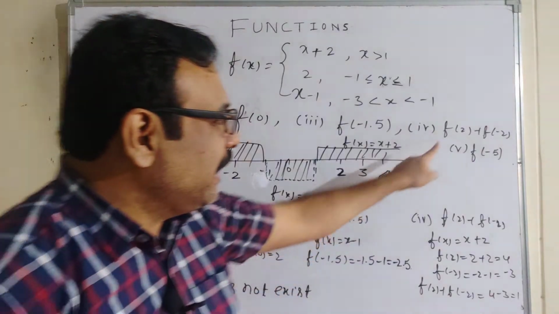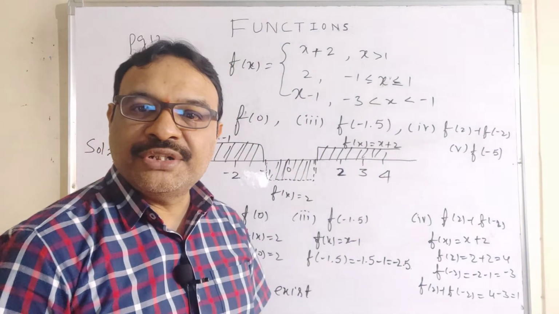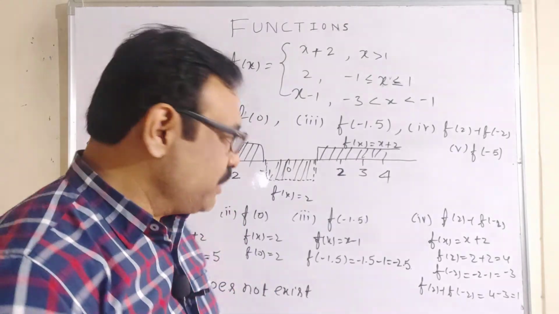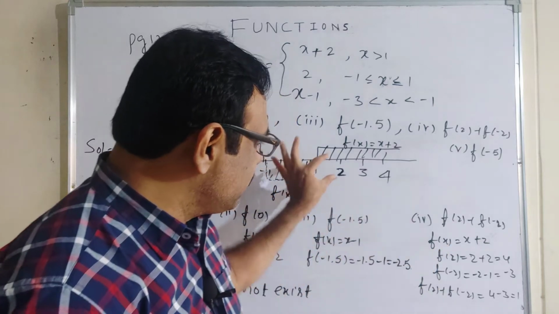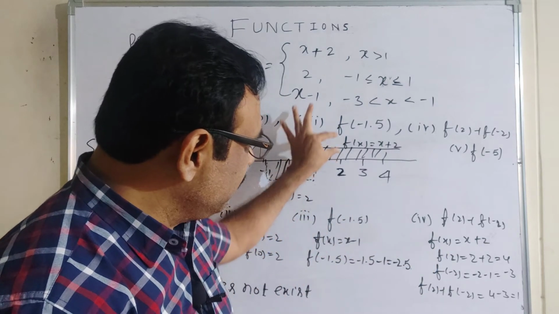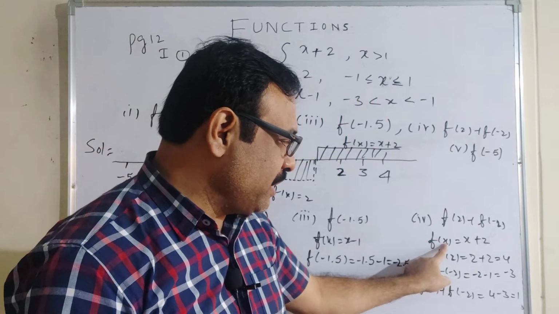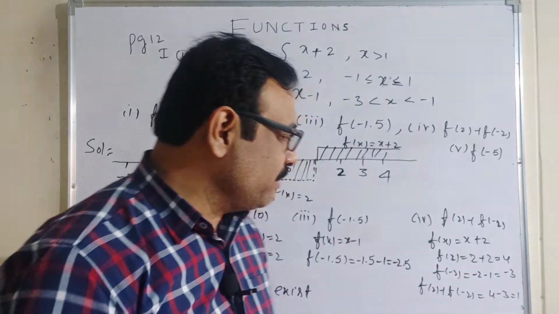Now, fourth bit: f of 2 plus f of minus 2. We bifurcate the function into two parts. First, I'll find f of 2, then f of minus 2. Now, coming back to the point, f of 2: on top of that, f of x is equal to x plus 2 is there. In place of x substitute 2. 2 plus 2, what are you going to get? This is nothing but 4.